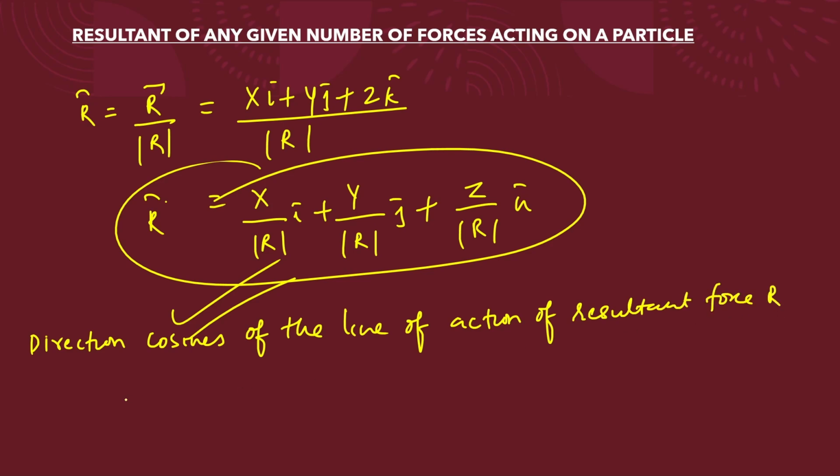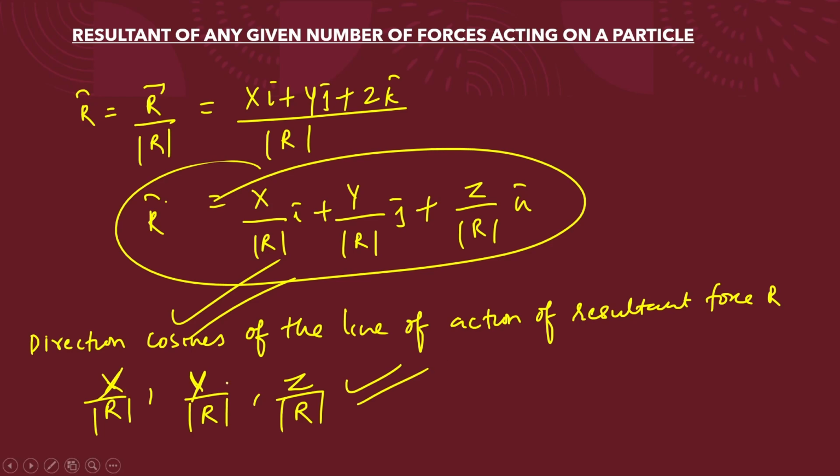Okay, so the direction cosines will be x upon r, y upon r, and z upon r. Okay, that is this. These are the magnitude. So these are the direction cosines. Okay, now let us proceed further.